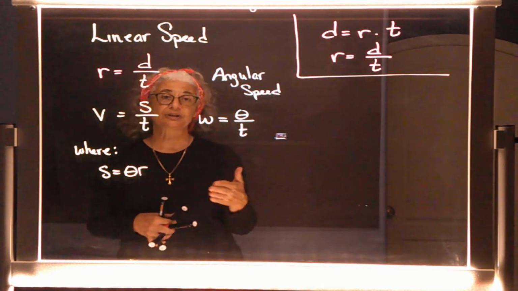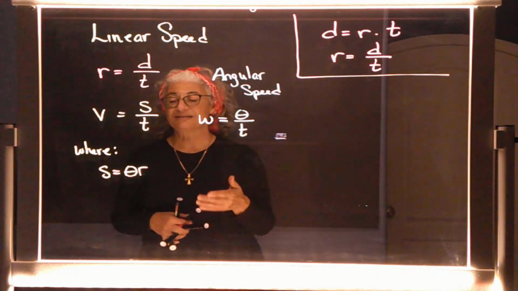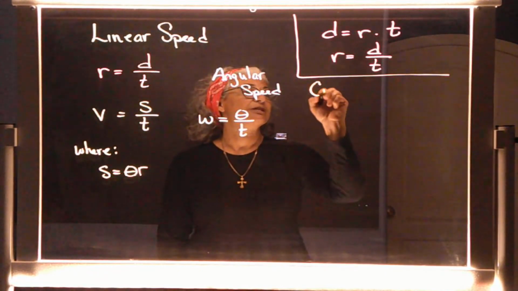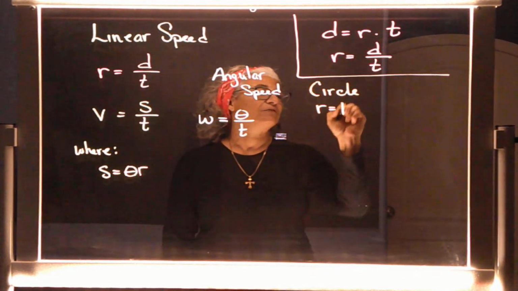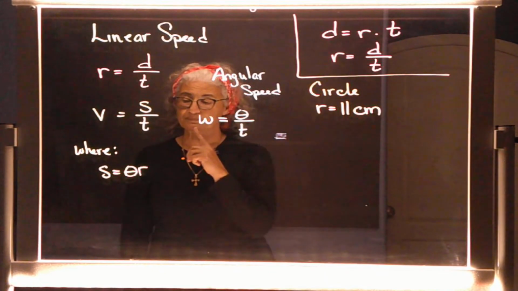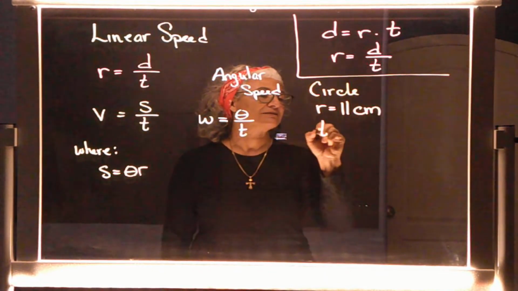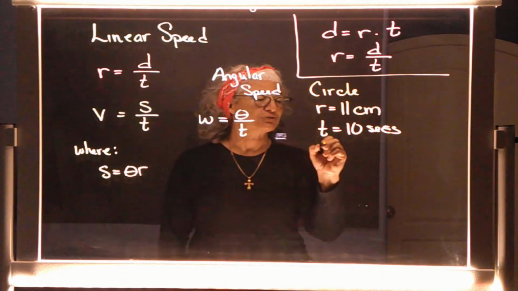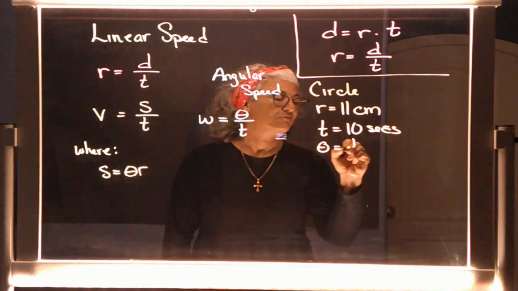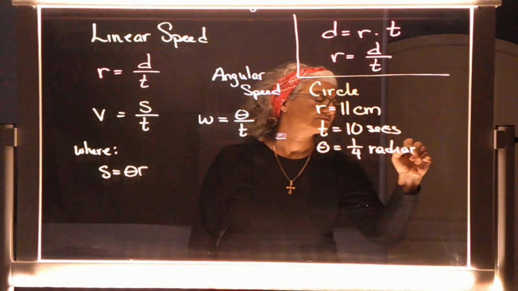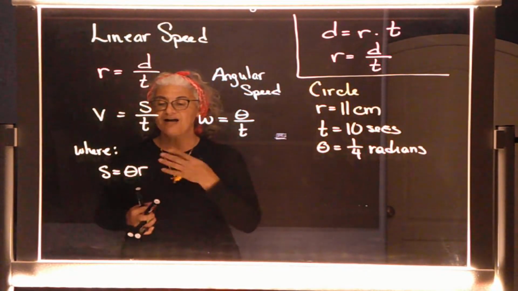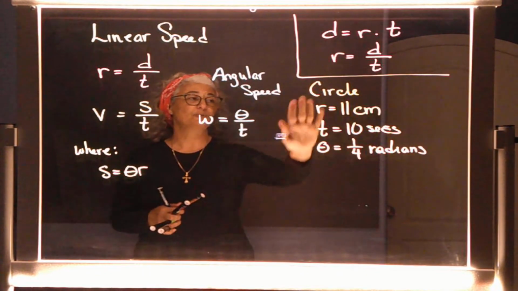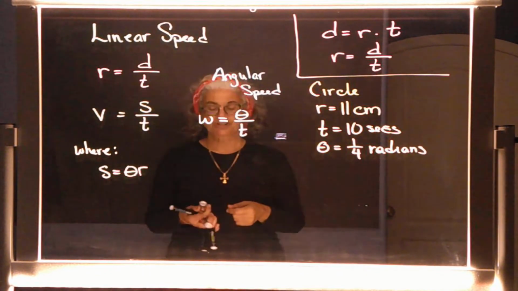So here's the deal. They give us a problem to look at, and the problem is that I have an object traveling around a circle. The circle, here's my information about the circle, has a radius of 11 centimeters, right? It tells me in 10 seconds, which is time, it travels a central angle of 1/4 radians. And now they're asking us to find the linear speed and the angular speed for this particular circle with this information. So let's check it out.